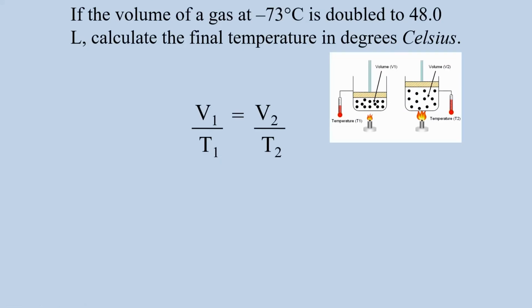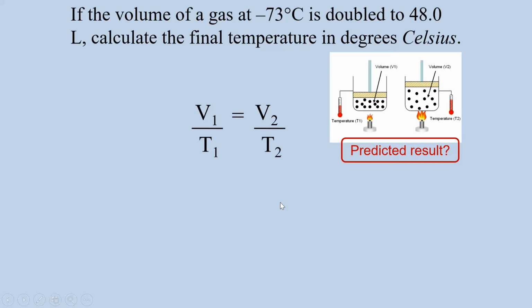Here's another one. I want you all to try this on your own alongside. This will help you with your practice sheets and getting this all to make more sense in your brain. So here, if the volume of gas at negative 73 degrees Celsius is doubled to 48 liters, calculate the final temperature in degrees Celsius. So it's asking for Celsius here, so we have to make sure we give an answer in Celsius. But yeah, take a second, pause the video, try to line this up, plug into your calculators, and see what you come up with. I'll come back to you in about 5, 4, 3, 2, and 1.